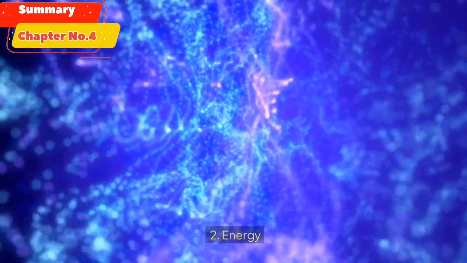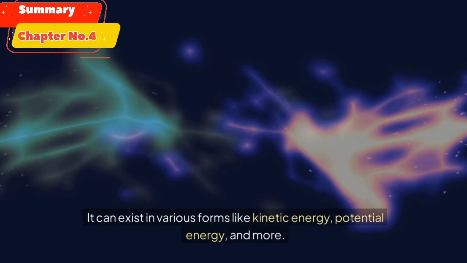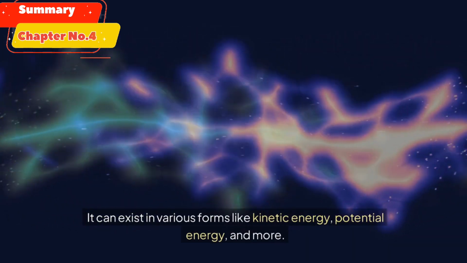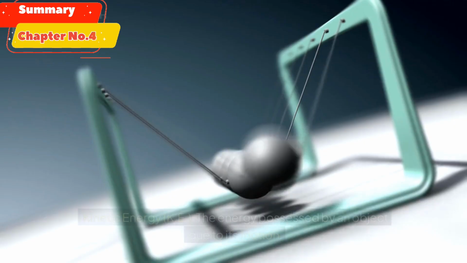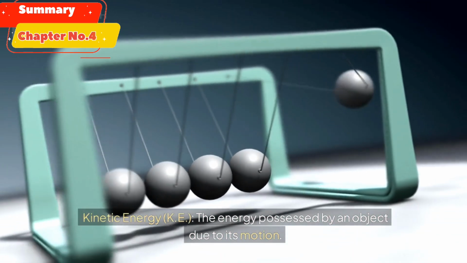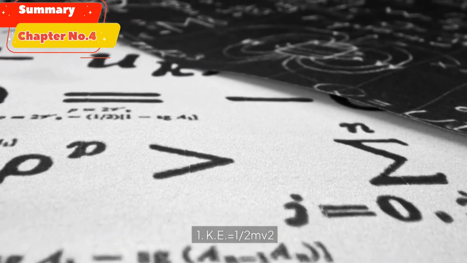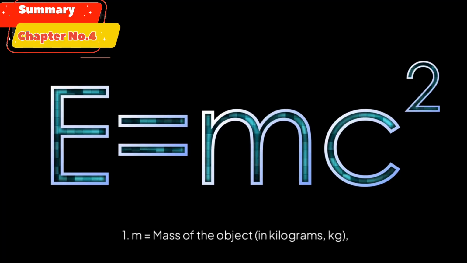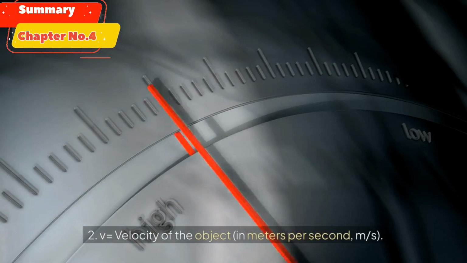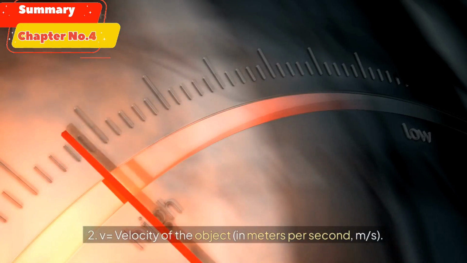2. Energy. Energy is the capacity to do work. It can exist in various forms like kinetic energy, potential energy, and more. Types of energy. Kinetic energy, KE, the energy possessed by an object due to its motion. Formula for kinetic energy: KE equals 1/2 mv squared, where 1. m equals mass of the object, in kilograms, kg. 2. v equals velocity of the object, in meters per second.